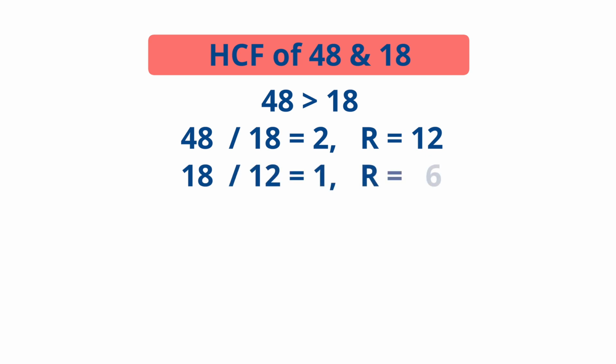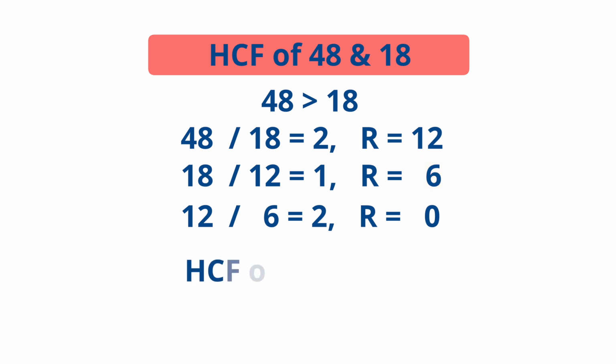The remainder is 6. Now take the remainder, 6, and previous divisor 12. 12 divided by 6 equals 2. Remainder is 0. We can stop here since the remainder is 0. The last non-zero remainder is 6. So the HCF of 48 and 18 is 6.